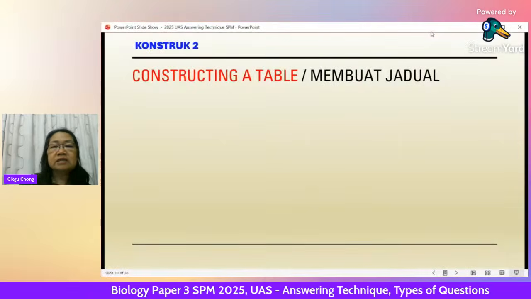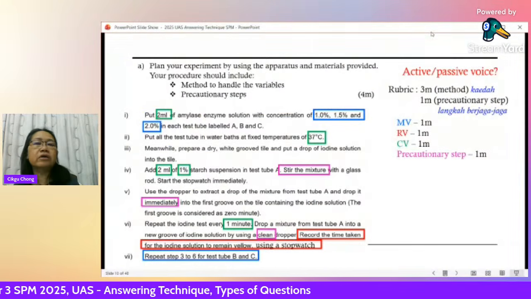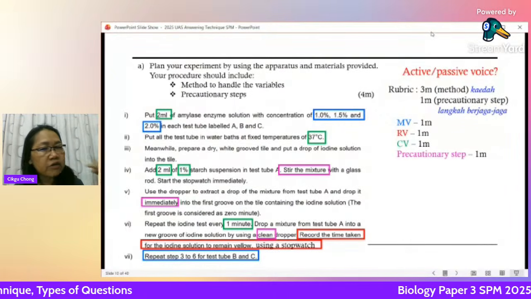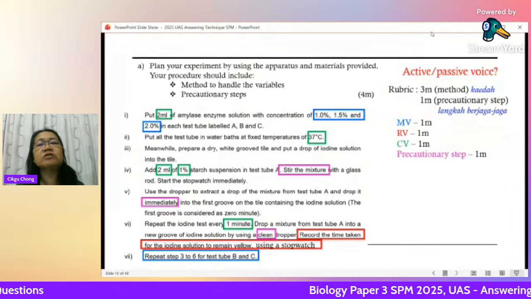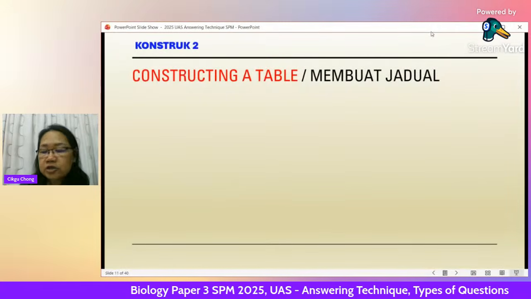Right, so that's what you can see here. Wait, I'll go back and see. If you write all that, then you get 4 marks. You have MV, RV, CV, at least 1 precautionary step, at least 1 CV, and you get your maximum marks. Okay, now second, constructing a table.